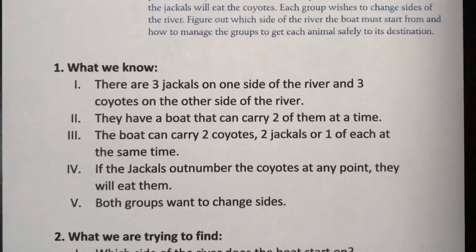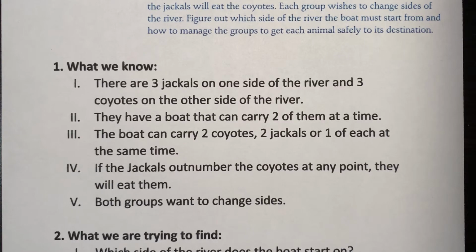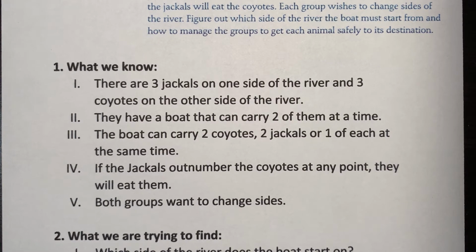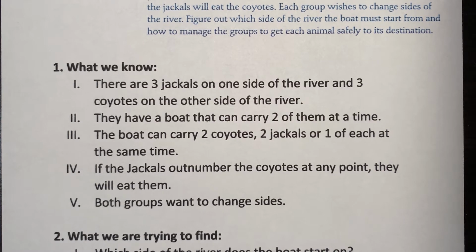All right, what we know. There are 3 jackals on one side of the river and 3 coyotes on the other side of the river. They have a boat that can carry 2 of them at a time. This means that the boat can carry 2 coyotes, 2 jackals, or 1 of each of them at the same time. If the jackals outnumber the coyotes at any point, they will eat them. And both groups want to change sides of the river.